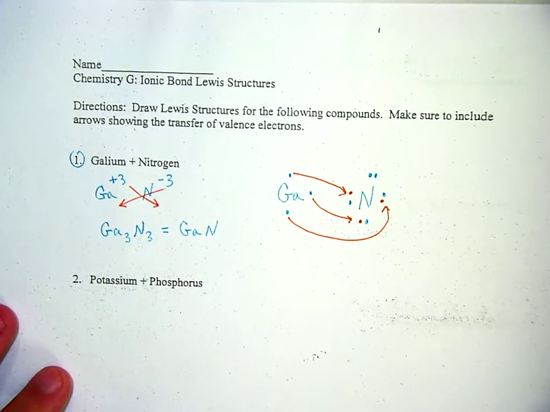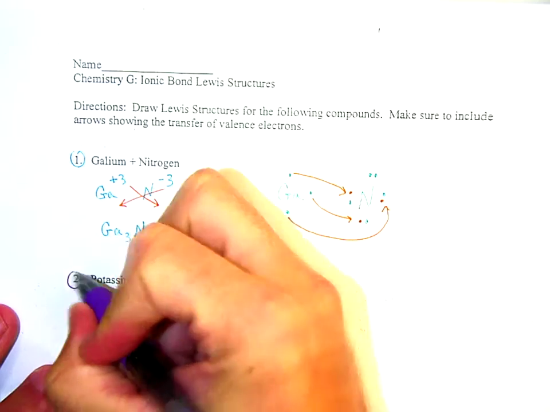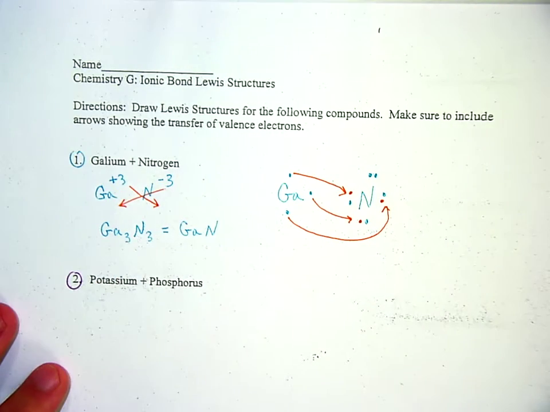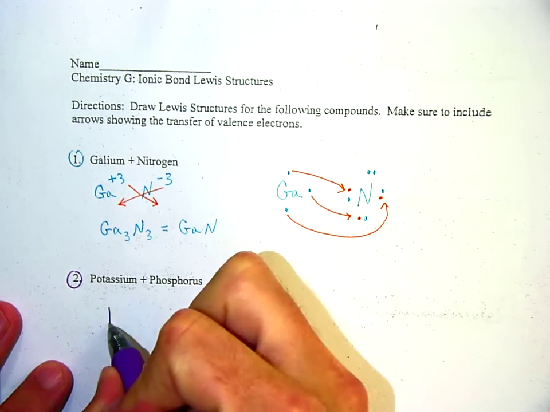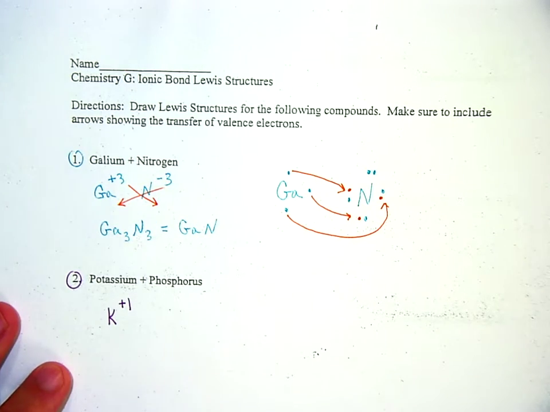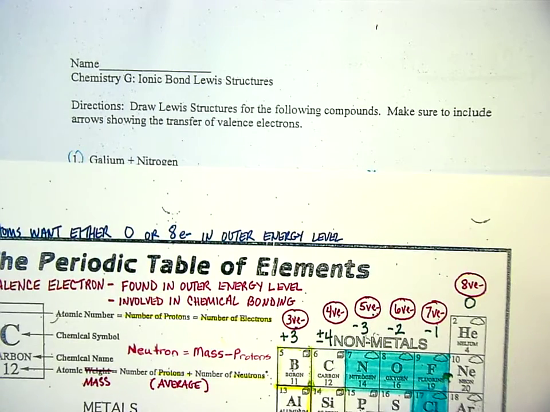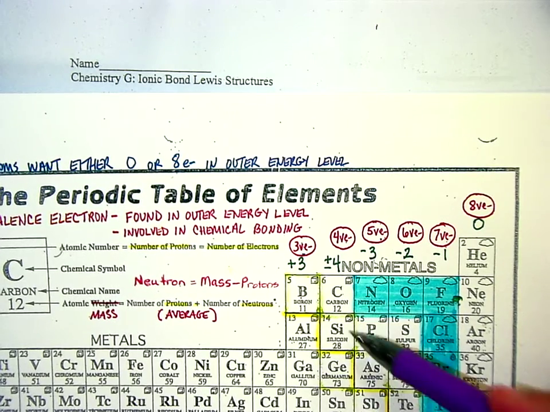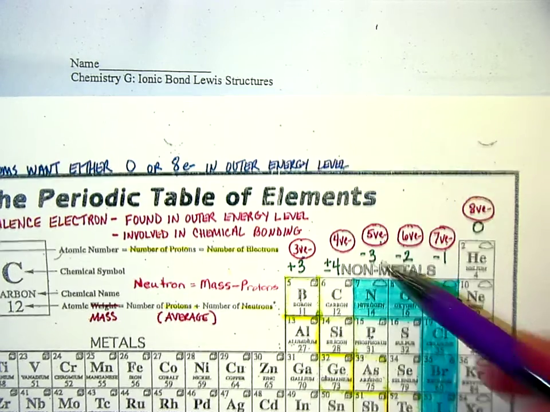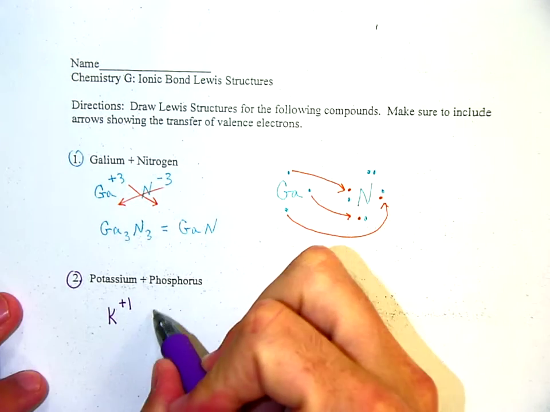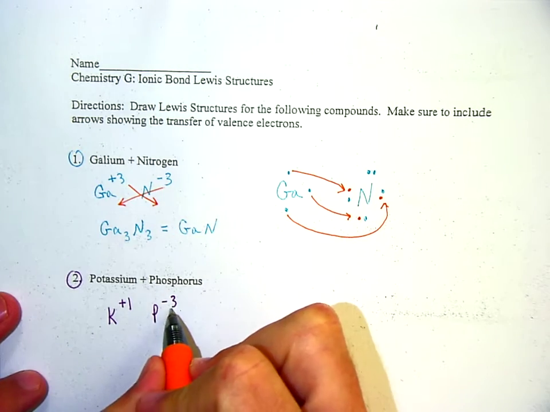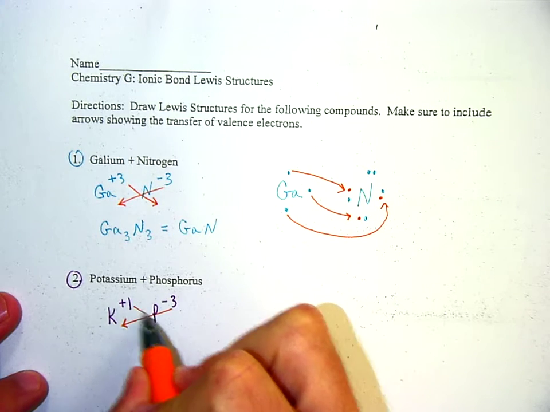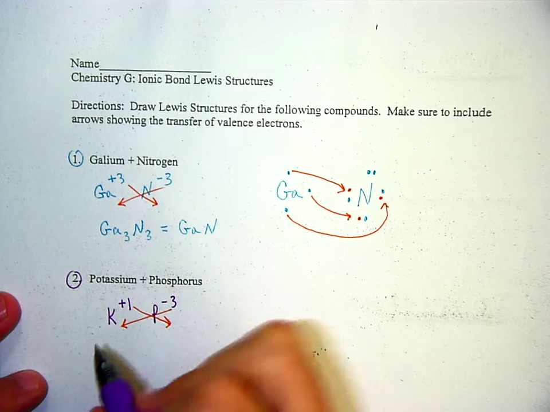If we do one more, we can do phosphorus and potassium. Potassium, if you look on your periodic table, is letter K with a +1 charge. So we'll draw K with a +1. And then phosphorus, which is over here, the nonmetal, is P with a -3 charge. So we'll put P -3. And we will crisscross down. The 3 goes to the potassium, while the 1 goes to the phosphorus.